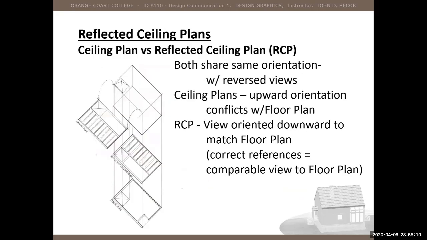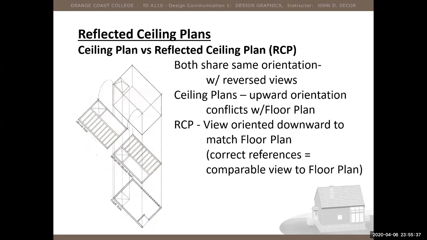All right, so we're going to start discussion on the reflected ceiling plans. Now, one of the things you might want to bear in mind is that a ceiling plan is not the same as a reflected ceiling plan. They have the same subject matter, but they have reversed views.